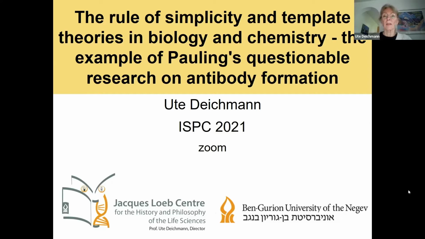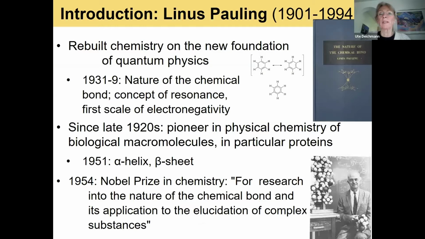I start with an introduction on Linus Pauling, whom probably everybody of you knows already, one of the most famous chemists, at least American chemist, in the first half of the 20th century. Pauling rebuilt chemistry on the new foundation of quantum physics, for example, by contributing to the nature of the chemical bond. Since the late 1920s, he became a pioneer in the physical chemistry of biological macromolecules, in particular proteins. He discovered two stable conformations, alpha helix and beta sheet, in 1951, and received a Nobel Prize in chemistry in 1954. Here this picture shows him together with the alpha helix.